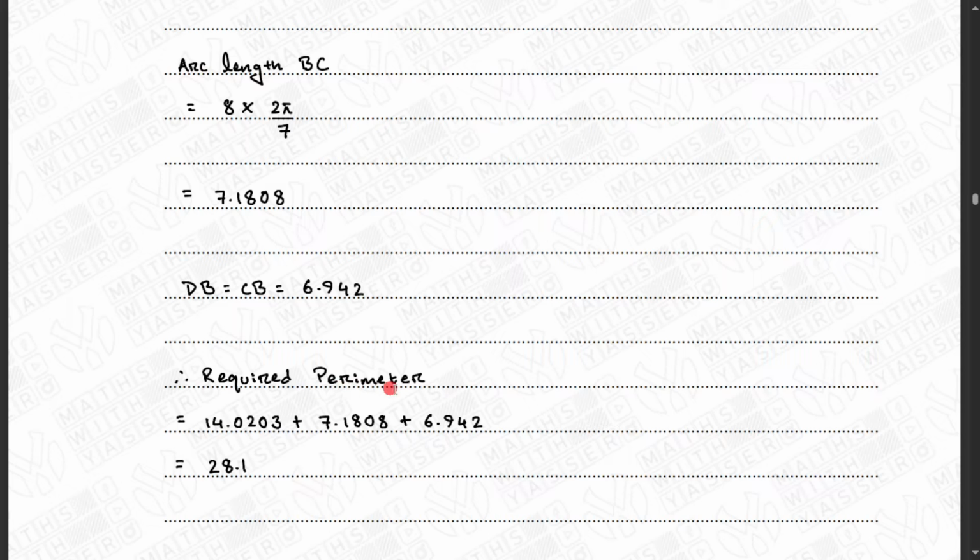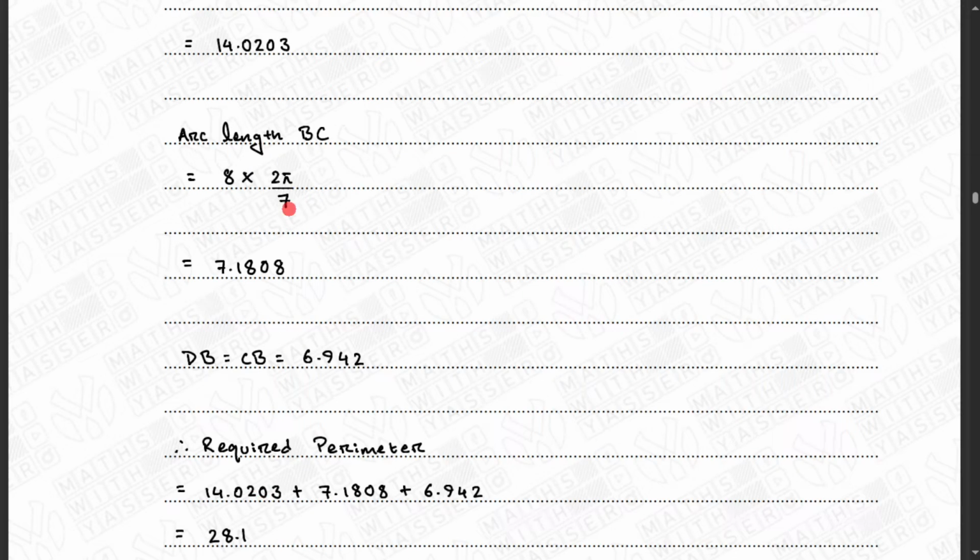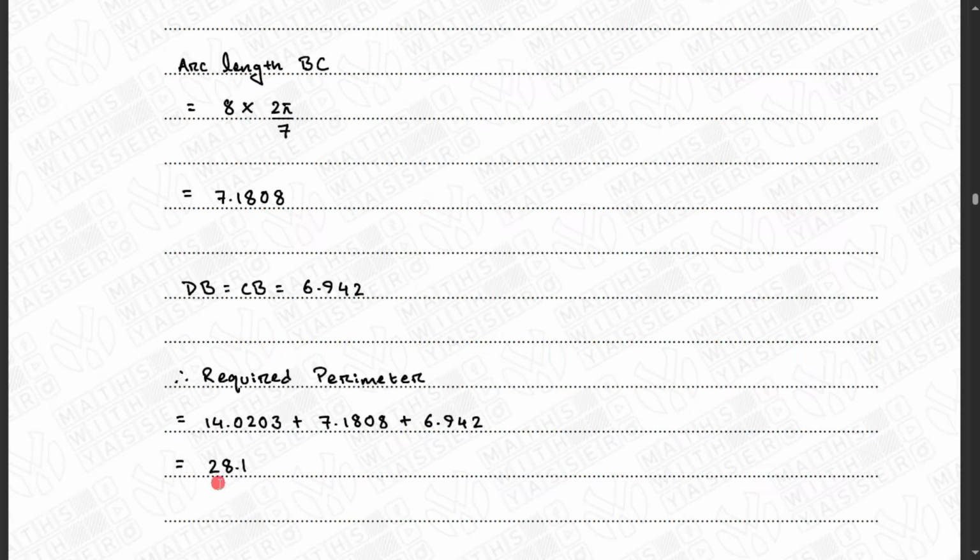So the required perimeter will be 14.0203 plus 7.1808 plus 6.942, and that will be 28.1.